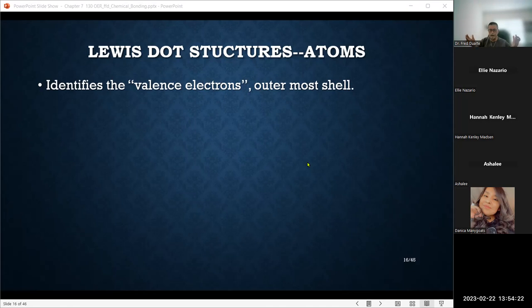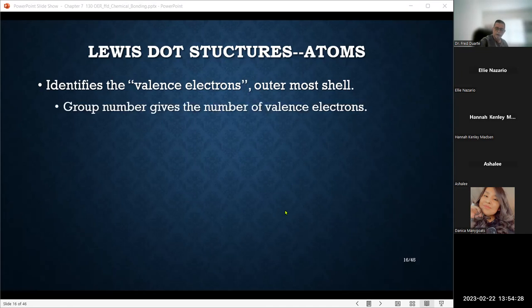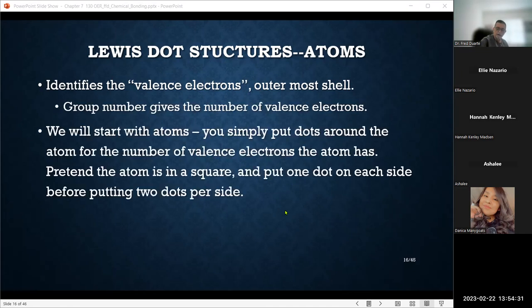It's simply writing down the number of valence electrons around the symbol. We identified the valence electrons, and that's given by the group number. You simply put a dot around the atom for the number of valence electrons each atom has. Pretend that the atom symbol is a square. You start off on one side of that square and put a dot, and you go around all four sides and put a dot at each side. Then if you're going to add more, you double up and continue to go around until you've got them completely full with the 8, depending on the atom.